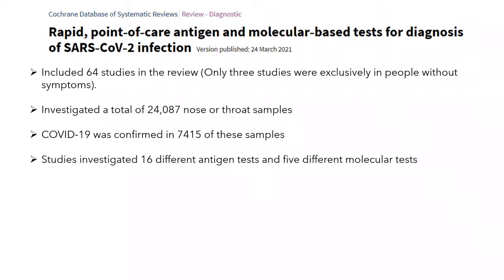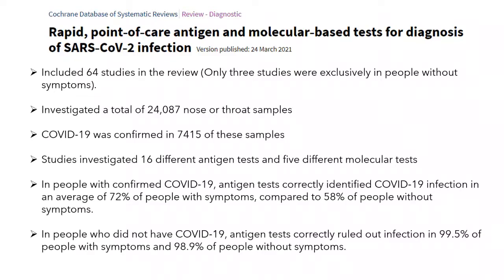In terms of test sensitivity, in people with confirmed COVID-19, antigen tests correctly identified COVID-19 infection in an average of 72% of people with symptoms, compared to 58% of people without symptoms. In terms of specificity, in people who do not have COVID-19, antigen tests correctly ruled out infection in 99.5% of people with symptoms and 98.9% of people without symptoms.